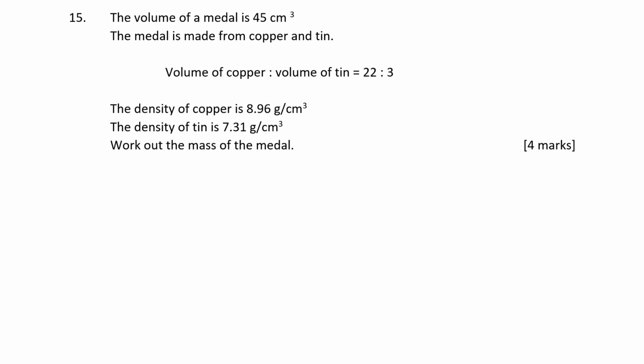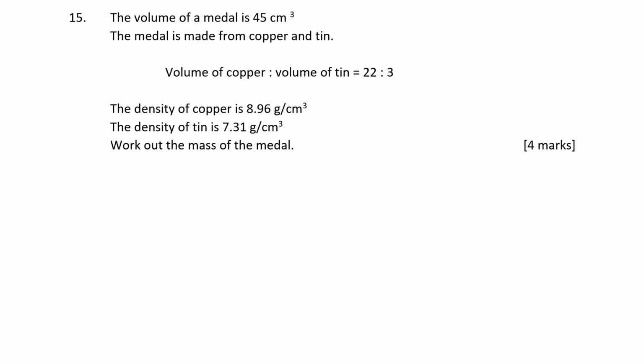Question 15. The volume of a medal is 45 cubic centimeters. The medal is made from copper and tin, and the volume of copper to the volume of tin is in the ratio of 22 to 3. The density of the copper is 8.96 grams per cubic centimeter, and the density of the tin is 7.31 grams per cubic centimeter. Work out the mass of the medal. Ooh, okay, this is an interesting problem. Okay, so let's start at the top.